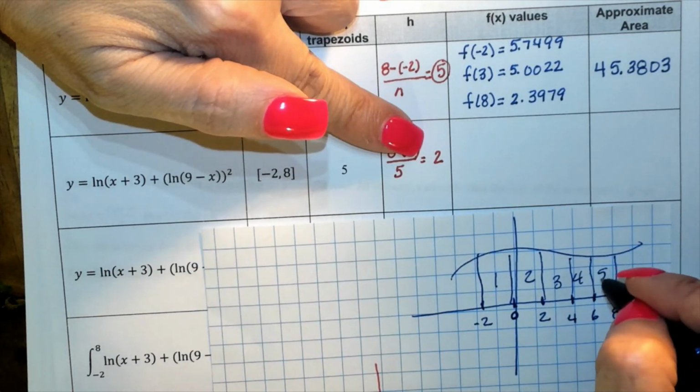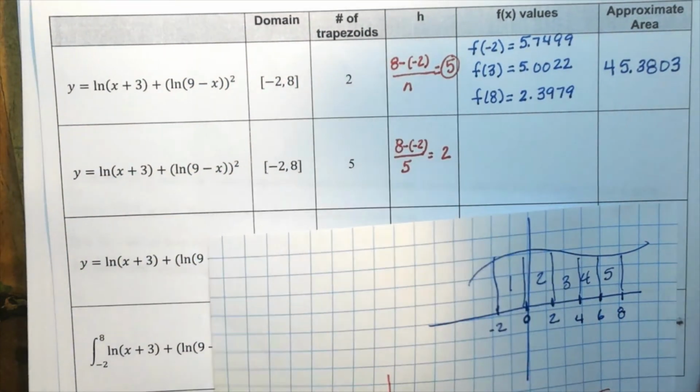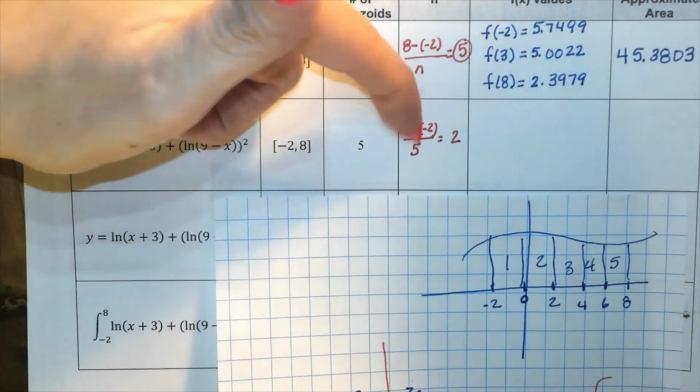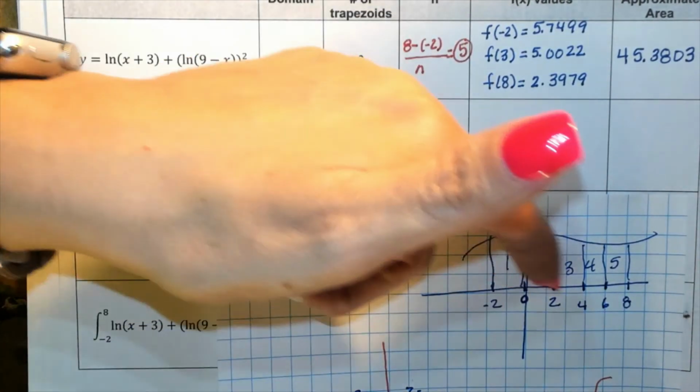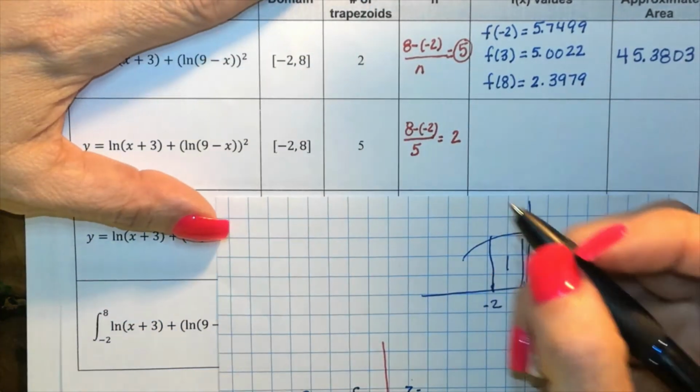On the IB exam, I hope you get a question like this because I don't think this is difficult to understand. It's tedious, but it's not hard to understand. Divide it up into every 2 units. We're going to put a trapezoid. Bam, we got 5. It says we need 5. Done.